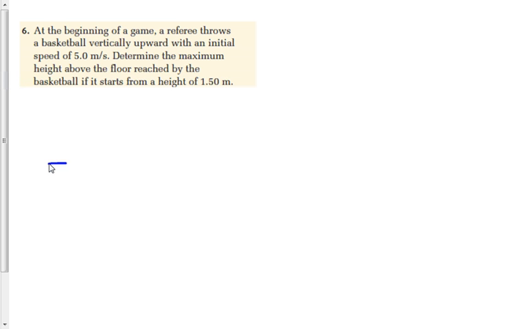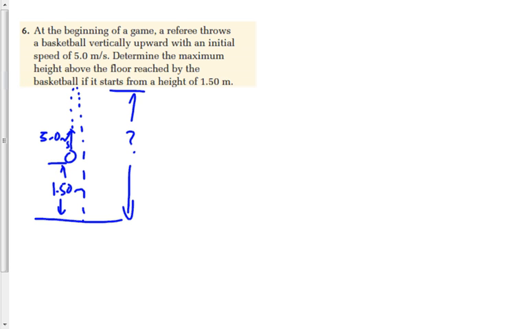So here we're starting from 1.50 meters above the ground. The ball starts right here with an initial speed of 5.0 meters per second. It's going to go up here, and then it's going to come back down to the ground level. Now, by the way, we want to get the maximum height above the floor. So we want to get this distance right there.